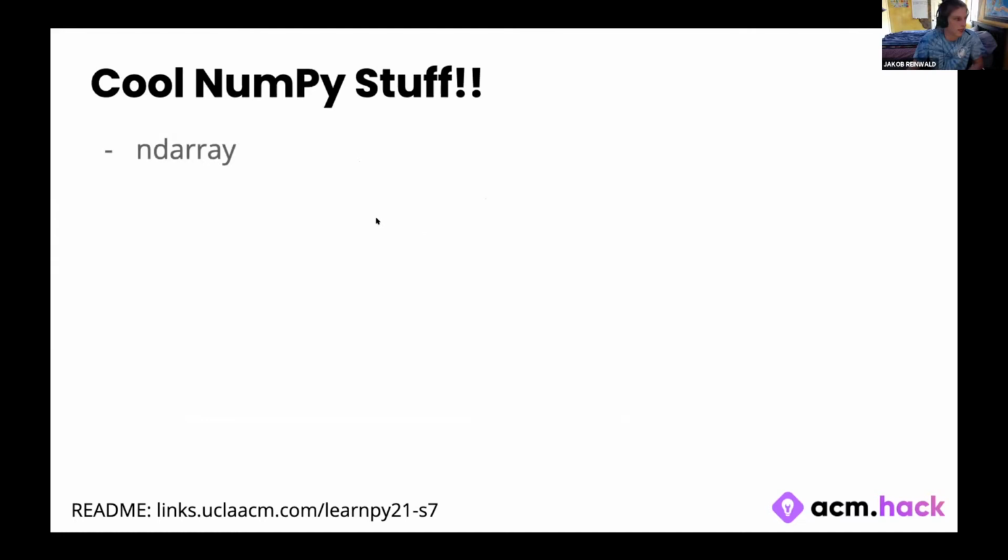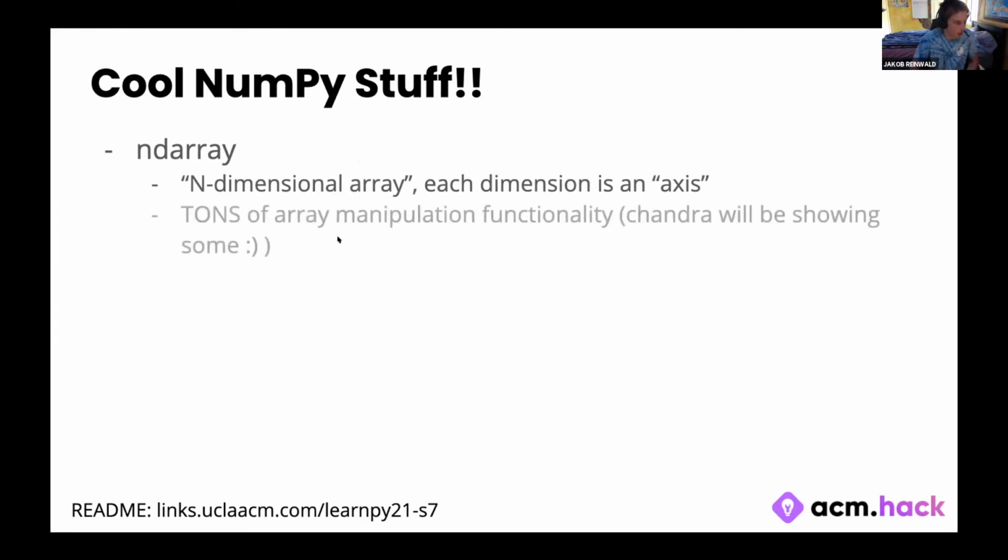Some of the cool things it does. One of the cool things about NumPy is the ndarray, which is an n-dimensional array, where each dimension is an axis. That basically allows you to have arrays of many different dimensions. Chandra is going to be using some of that functionality later, so I'll leave that to him.